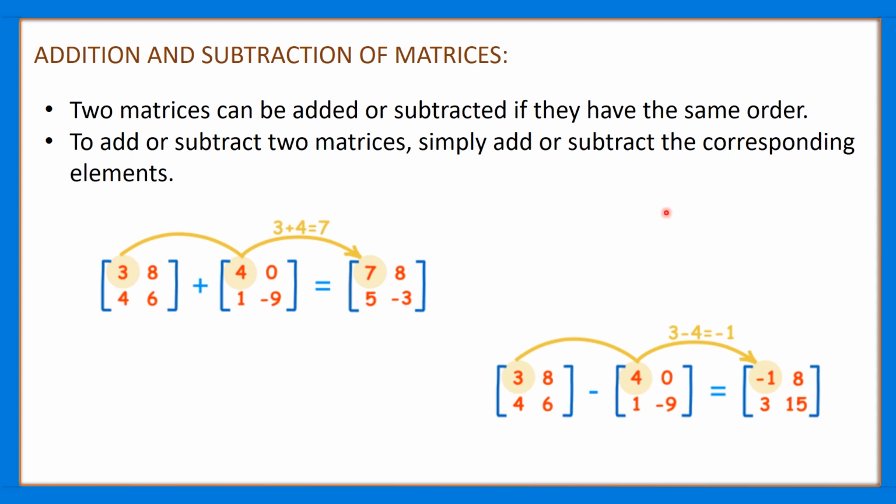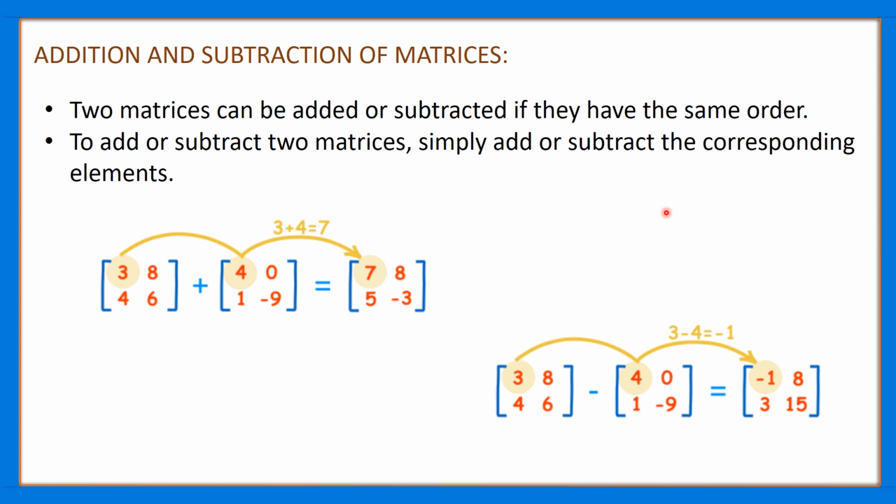That is, suppose A is a matrix of order 2 cross 2 and B is a matrix of order 2 cross 3. If we need to add these two matrices A and B, then we need to check whether these two matrices are of the same order. We can add only matrices which are of the same order.